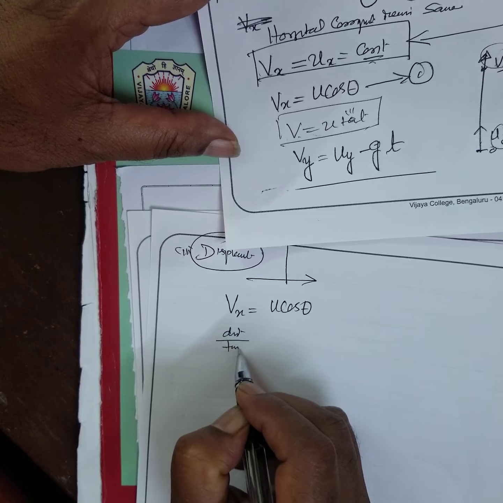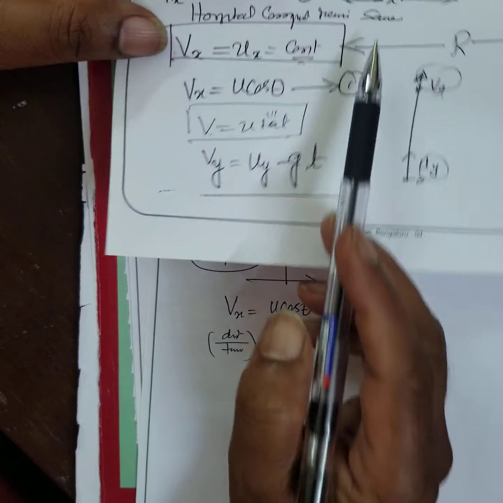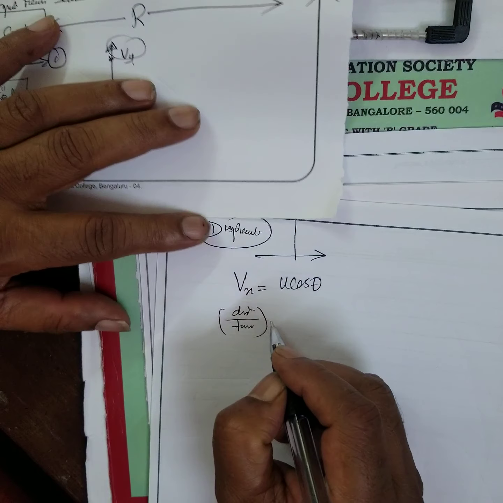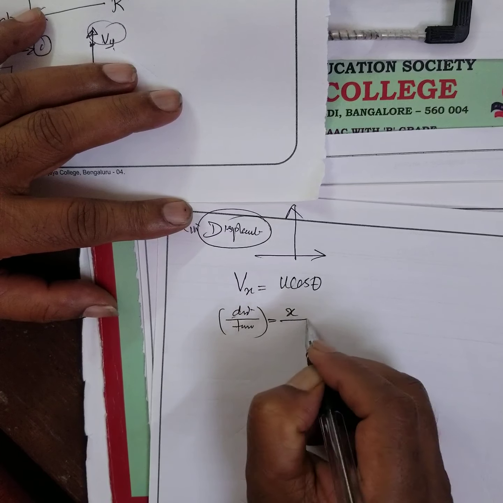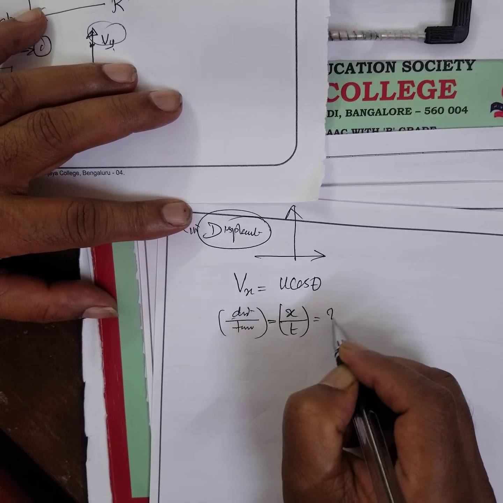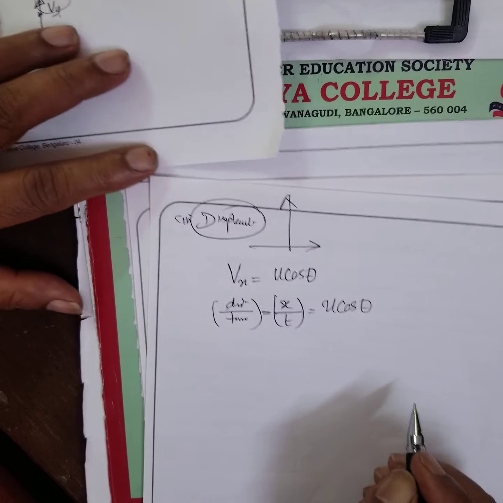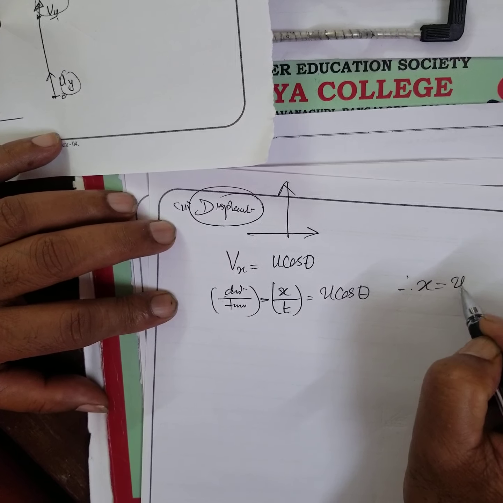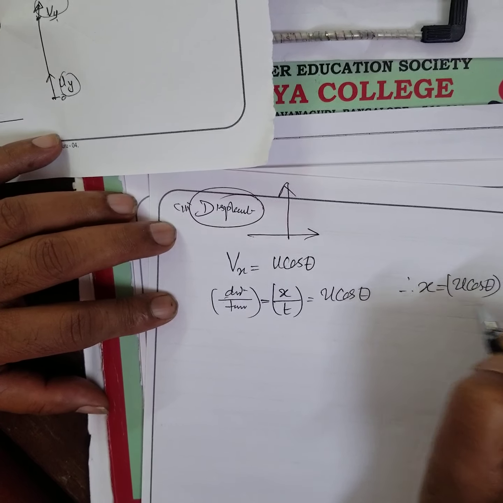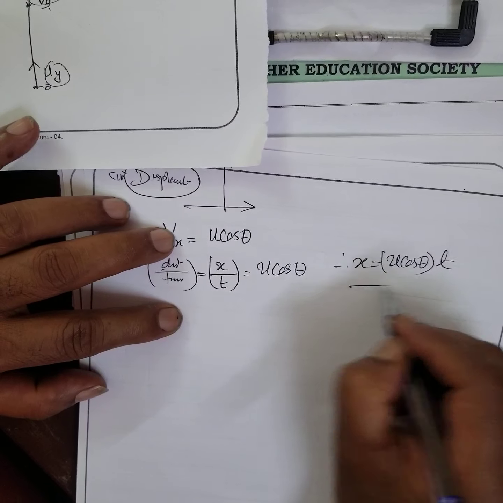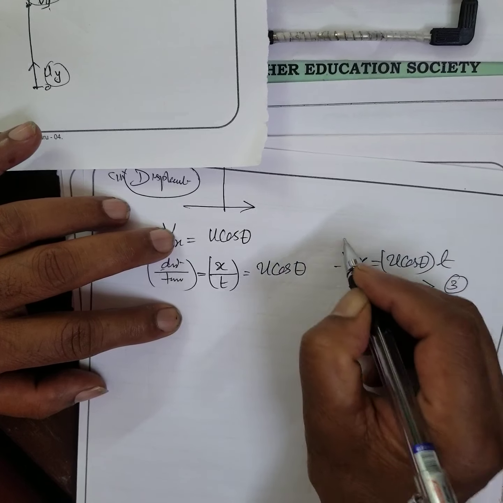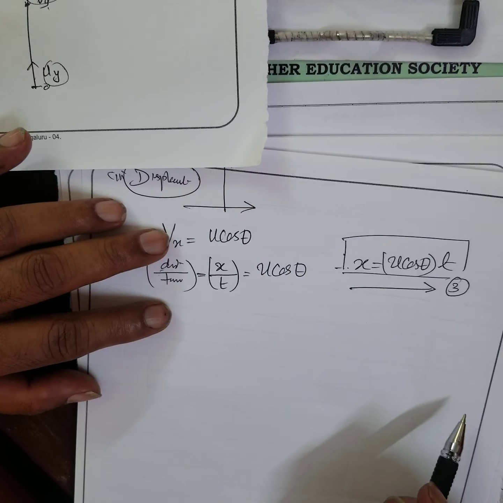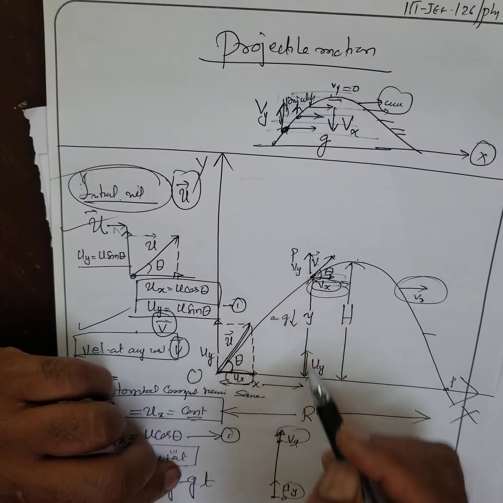Velocity is equal to distance by time taken. Is it not? Velocity is equal to distance covered during that time. Therefore, what is the distance covered? X. T is the time. This is equal to u cos theta. Therefore, what you write? X is equal to u cos theta into t. This is the third equation, horizontal distance.